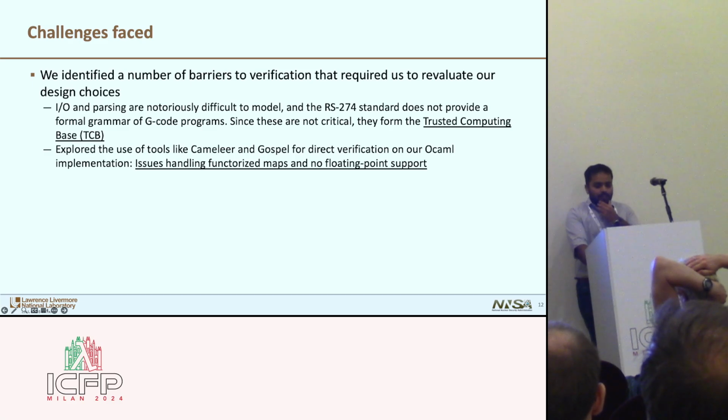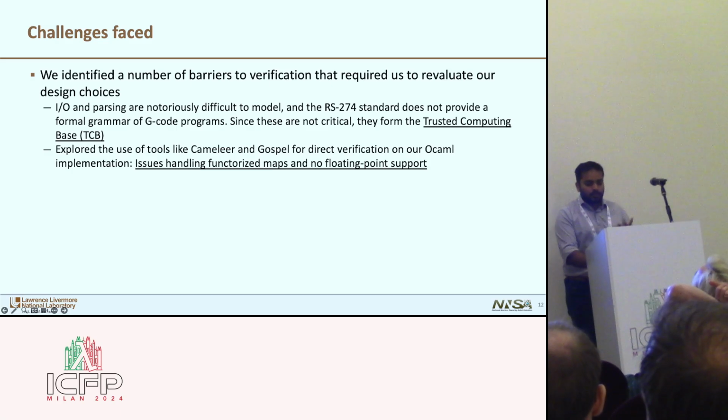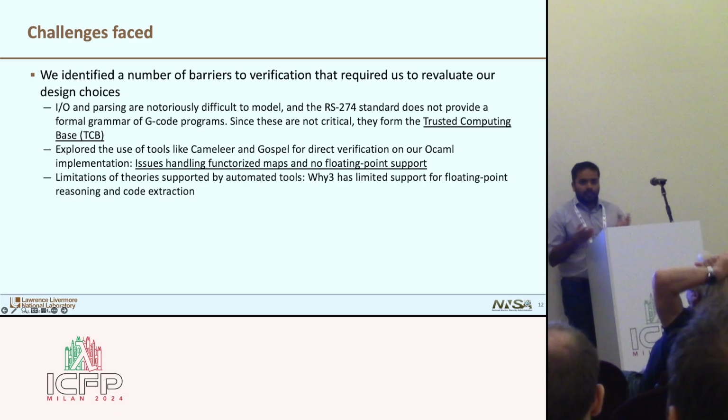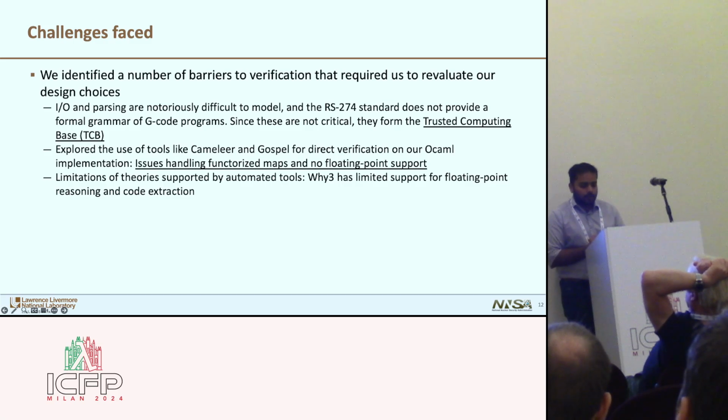Furthermore, Gospel, which is a specification language for OCaml, only handles a very small subset of OCaml and was not well suited for verification. So we had to move from direct verification to an indirect verification approach, where we used tools like Why3 to write parts of the interpreter in WhyML and then extract it out to OCaml. And furthermore, there were some issues with Why3, specifically with respect to floating point reasoning and extraction, which forced us to use tools like Coq to model the physical part of the interpreter.